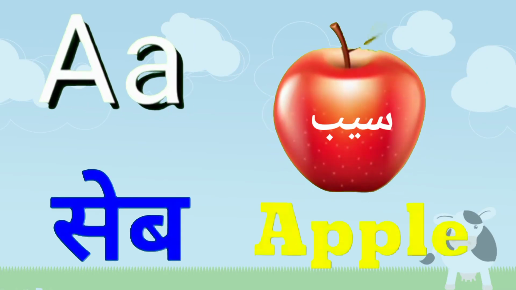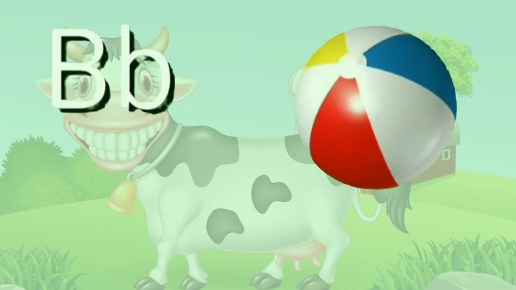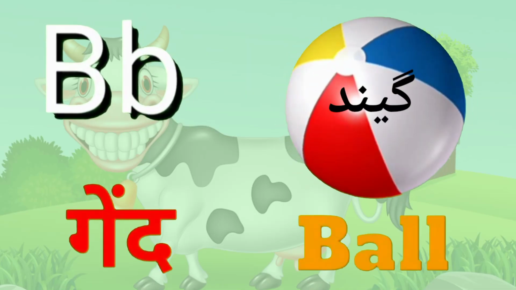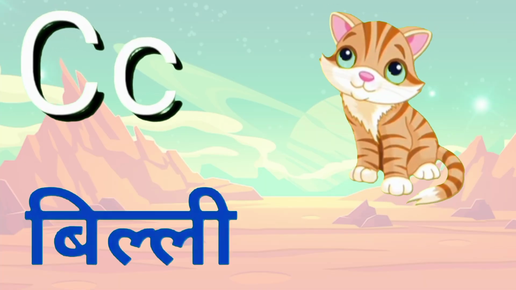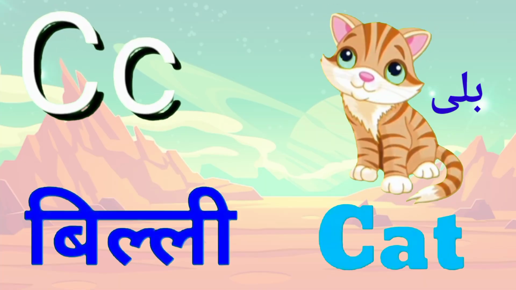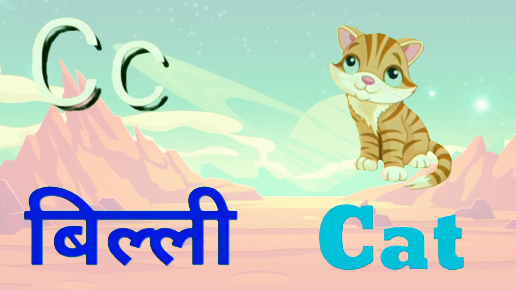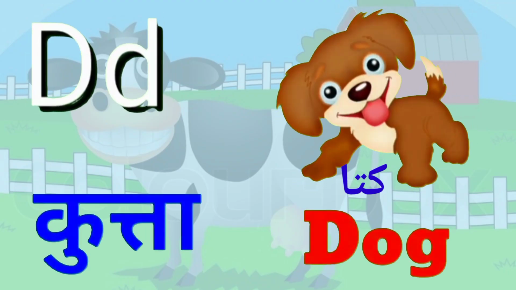A for apple. Apple means save. B for ball. Ball means game. C for cat. Cat means billy. D for dog. Dog means kutta.